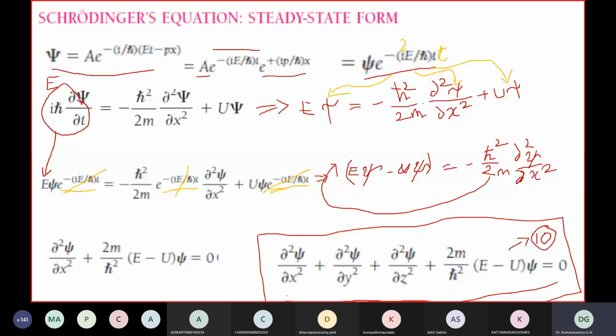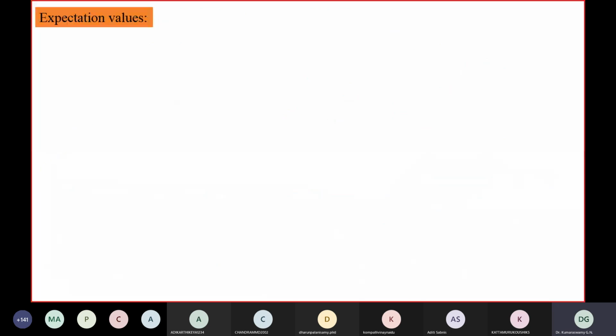Next is the expectation values. What are expectation values? In the beginning itself, I told you what we are discussing here is the probability of the position of the particle. The particle may be there with this percentage, or that percentage: 20% chances, 50% chances, 80% chances. So these expectation values are the most probable values.